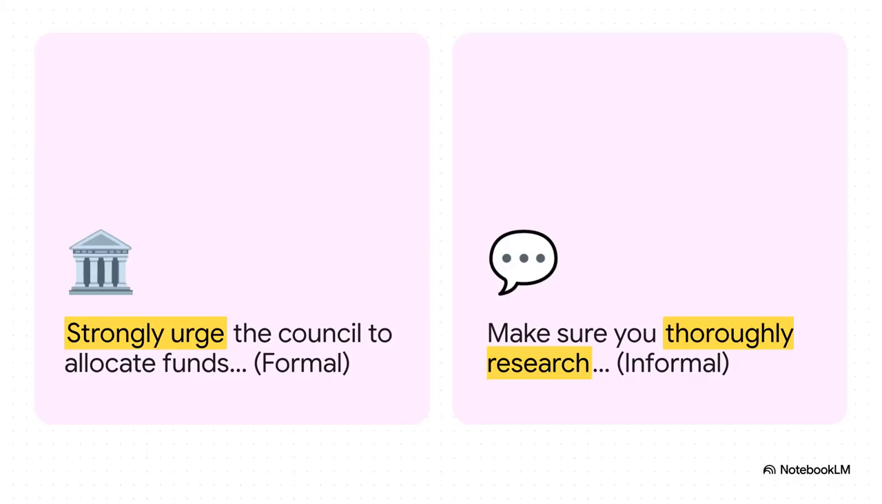But again, when giving those tips or suggestions, the tone rubric strikes again. Writing to the City Council to suggest park renovations? That requires strong, formal language. Therefore, "I strongly urge the Council to allocate funds." But if you're just giving interview tips to a buddy, you switch back to an encouraging, informal tone. "First and foremost, make sure you thoroughly research." Always ask yourself, who am I talking to before you write a single word?